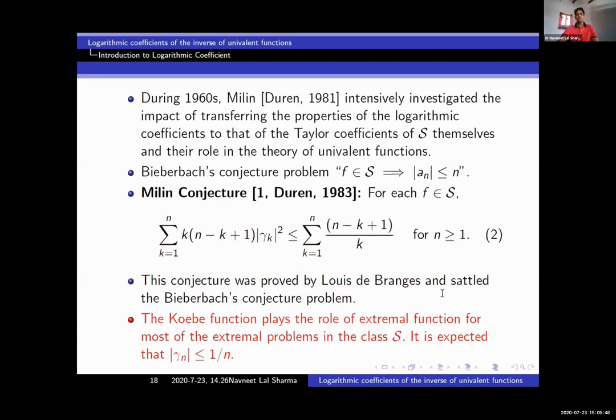The Koebe function plays an extremal role in the class S. So it is expected that modulus of gamma n is less than or equal to 1 by n, because we know the logarithmic coefficient of the Koebe function is 1 by n, so we can expect modulus of gamma n less than or equal to 1 by n. Now the question is: is this correct, or are there some different results? Let's see.